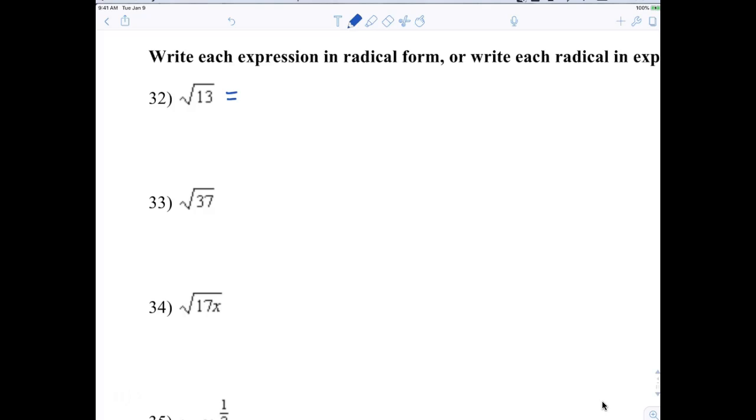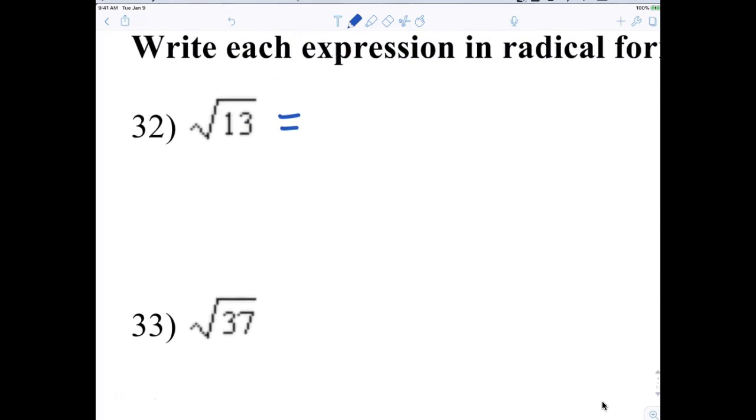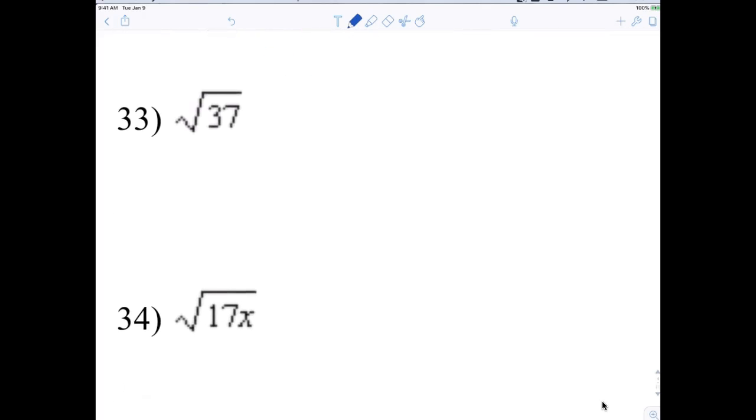13 to the... Now remember, keep in mind, you're right, this is to the... And that's to the 2. So it'd be... There you go, 13 to the 1/2. That's just a fact that you have to know. 13 to the 1/2. All right, Allison, tell me about the square root of 37.